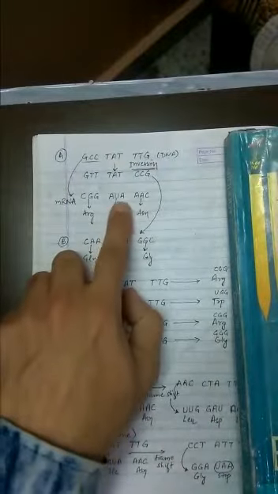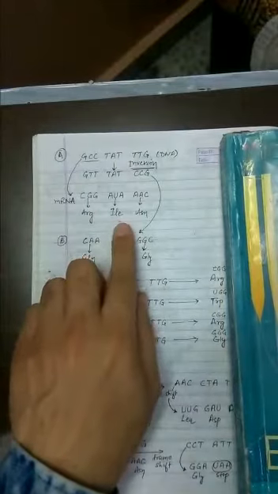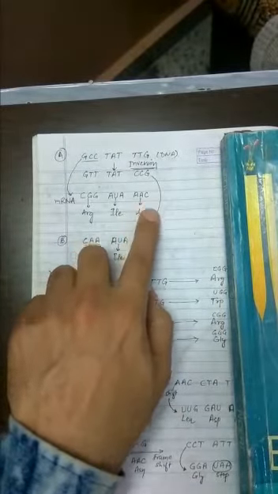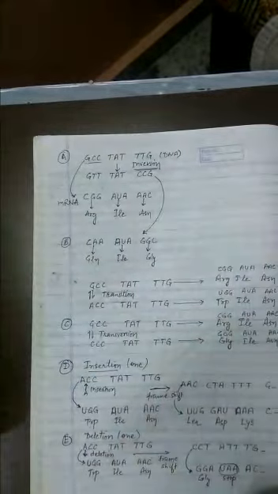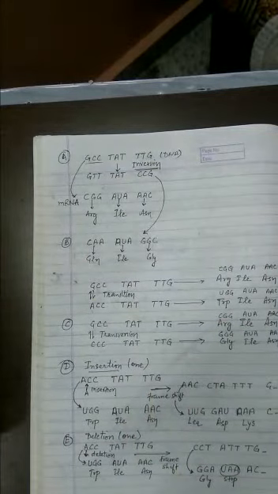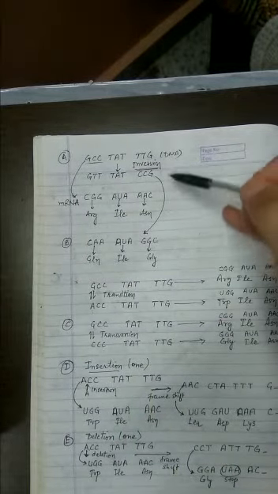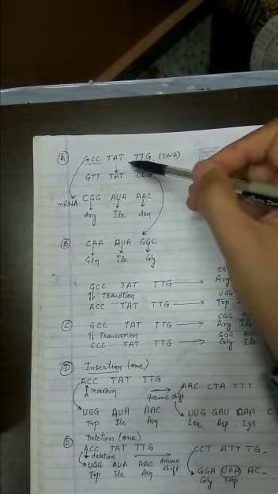Which amino acid? Arginine. If AUA is there, it will cause the formation of isoleucine. And if AAC is there, it will cause the formation of asparagine. But now let's understand. Imagine that there is an inversion.